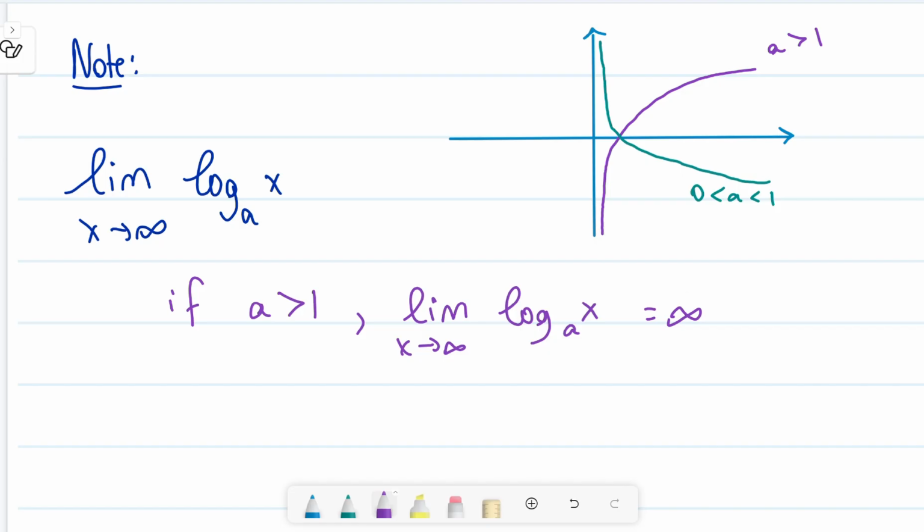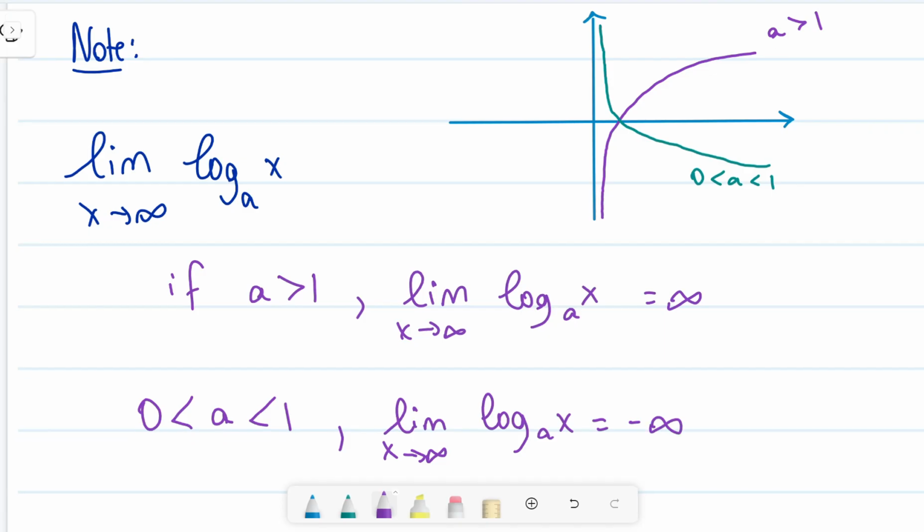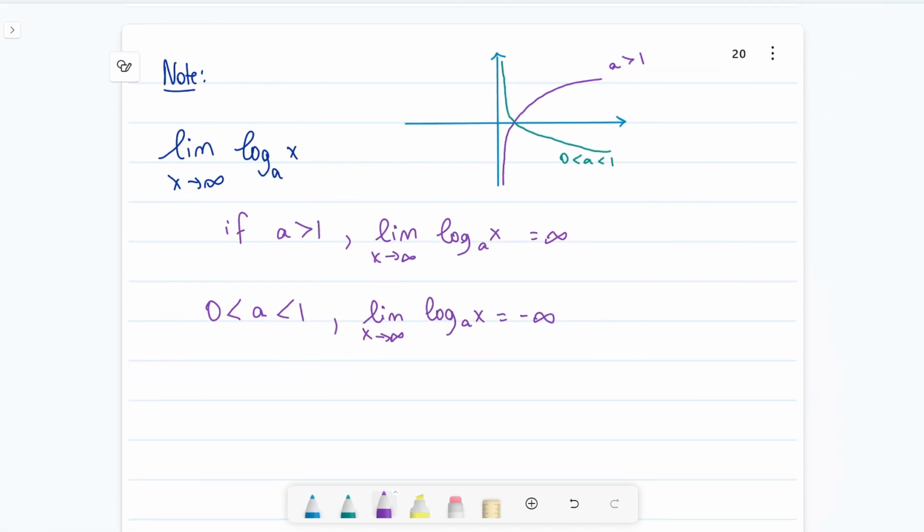Now, let's look at the condition when 0 is less than a is less than 1. The limit of log base a of x as x approaches infinity. So let's look at it. If we keep on going, it will keep on decreasing. So we write that the limit is equal to negative infinity.